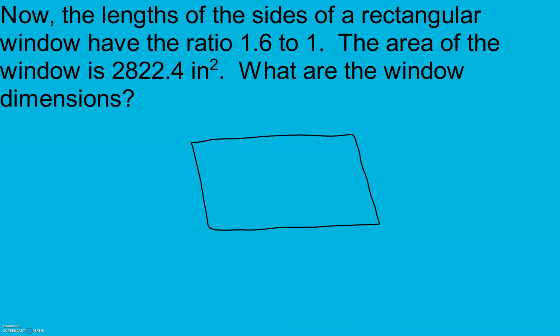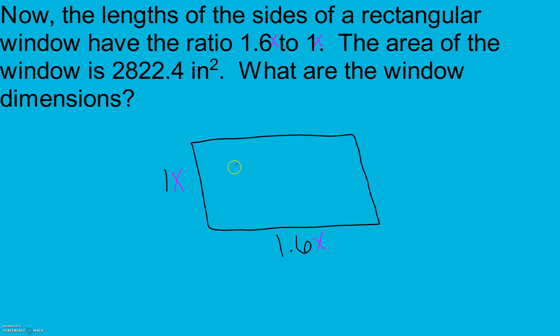The window has a ratio of 1.6 to 1. That means our side lengths are 1.6 to 1. But they're not just 1.6 and 1. They were each multiplied by some x value that we've divided out to simplify it down. So it's 1x to 1.6x. These were multiplied by the same value to get our original ones, and then just simplified down.